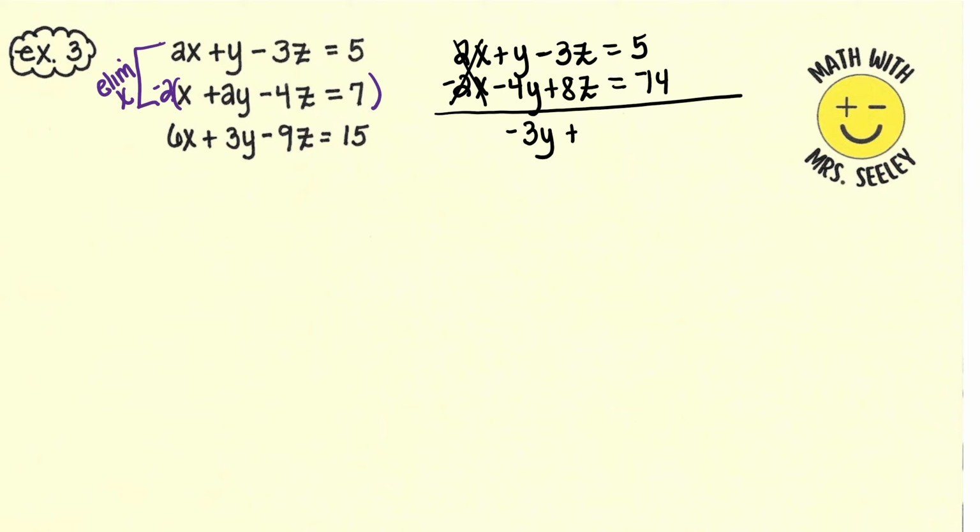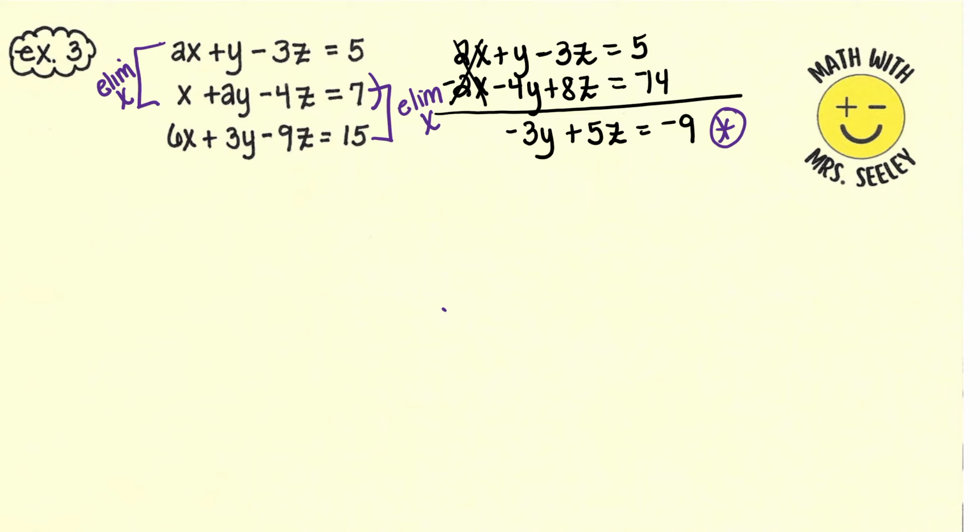Negative 3y plus 5z is equal to negative 9. And that is our first star equation. All right, let's get another star equation. Since I eliminated x the first time, I have to eliminate x the second time. I'm going to use the one I haven't used yet, which is the bottom equation. And I think I'll use the bottom and the middle equation and eliminate x.